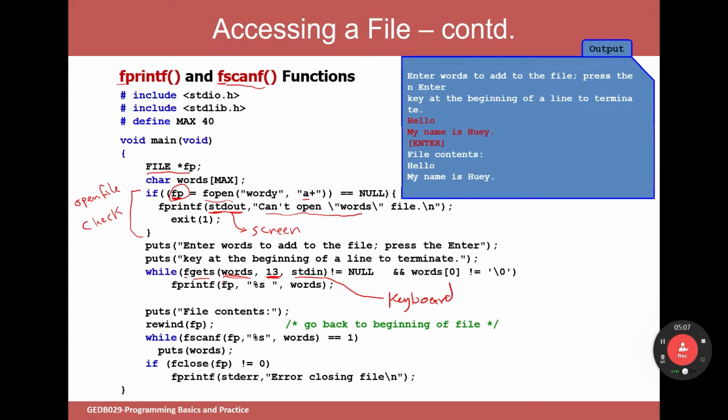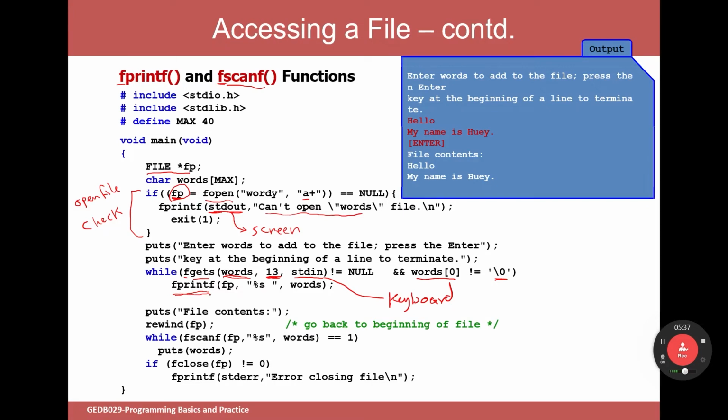And I will check here if this one is still reading, that means it's not null. Not null means it's still reading from the keyboard. And the first character in the words here is not equal null, that means it's not empty. In this case, whatever you read, you will print to the file. So this while here will read from the keyboard, and then inside the while write to the file.